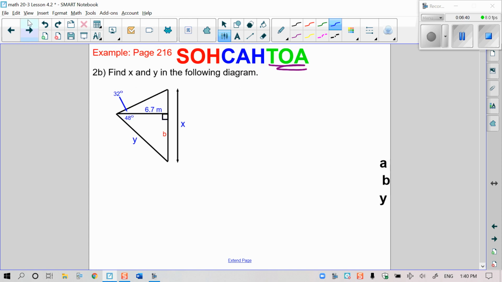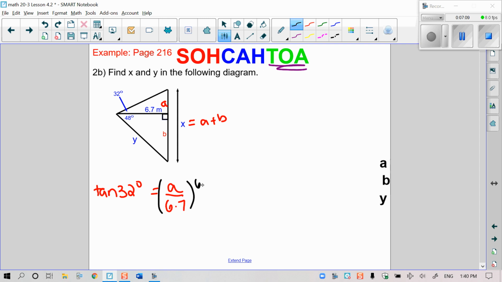So in part B, I want to solve for x and y. Let's talk about x first. If I call this side length a and this side length b, x is then equal to a plus b. So if I find a and b, I can just add them together to figure out what x is. So let's find a in the first one. I have 32 degrees, an opposite and adjacent. This is tangent. So tangent of 32 degrees is opposite a over adjacent 6.7.